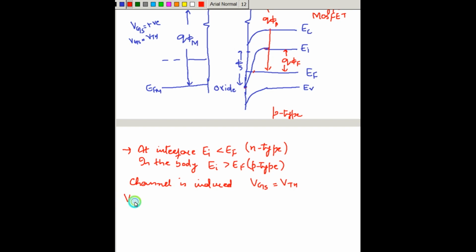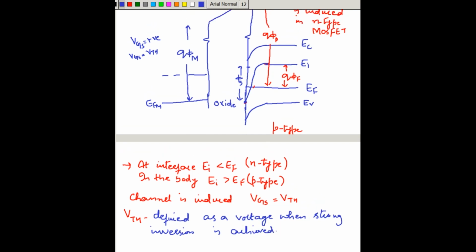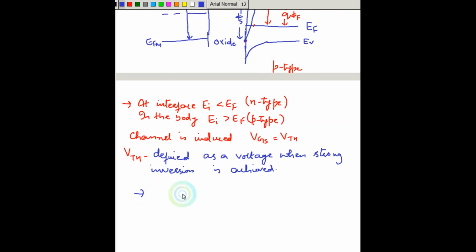Now, how do we define this VTH? VTH, which is the threshold voltage, a very important voltage in the operation of the MOSFET. VTH is defined as a voltage when strong inversion is achieved. Now, how do we say that strong inversion is achieved? So, we can quantify this. Strong inversion is achieved when phi s, that is the band bending, is equivalent to twice phi f.